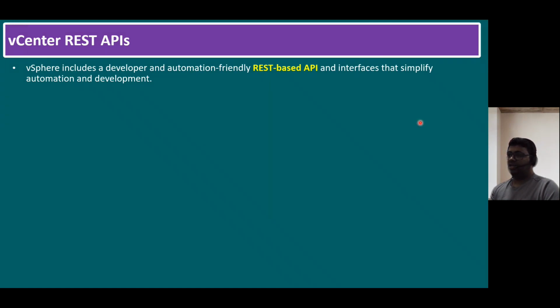See, vCenter REST API. As we know, we have mainly three interfaces, but within those interfaces, now I'm focusing on the very key interface, REST APIs, RESTful APIs. So vSphere includes a developer and automation friendly REST-based API and interfaces that simplify automation and development. Nowadays, automation is also booming, and most organizations are always looking for automation. They want to reduce operational expenditure, so they look for automation. So in the back end, in order to automate our vCenter Server activities, the key point is REST API.